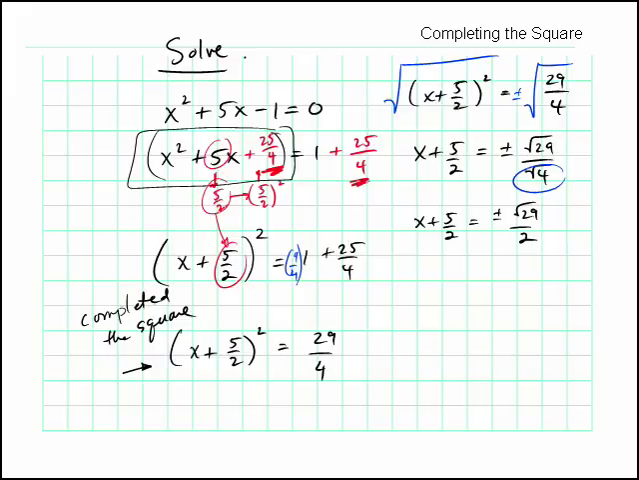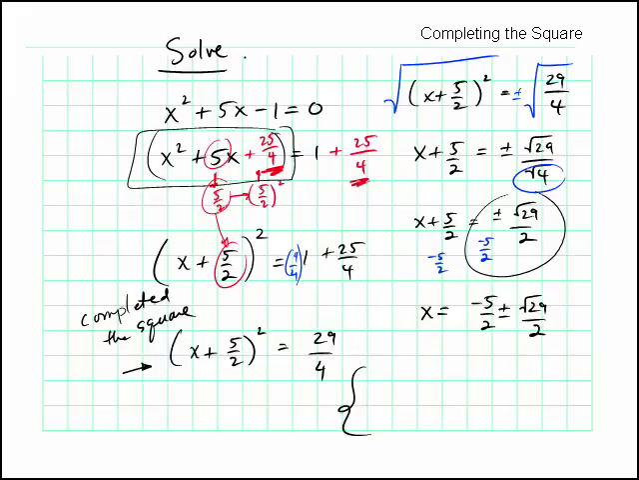Now, if you're careful, you don't have to write this as two separate equations. You could just keep the plus or minus sign. Subtract 5 halves from both sides. Put that negative 5 halves in the front of the radical like that. And I get x equals negative 5 halves plus or minus square root 29 over 2. And that actually represents my two solutions. If I write them both out, negative 5 halves plus square root 29 over 2, negative 5 halves minus square root 29 over 2. And both solutions to my equation. Next.